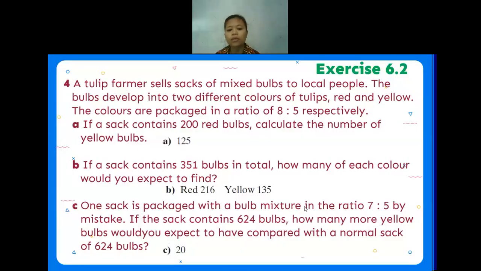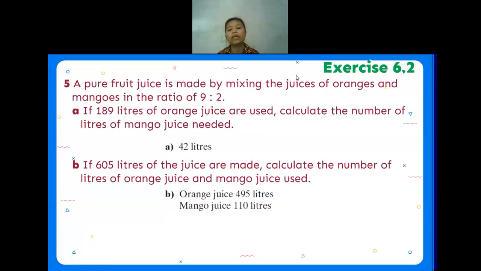Okay, so for question 4, does everyone have no questions? If no one has any questions, I will move to question 5. For question 5 here, we already have the ratio for the oranges and the mangoes.